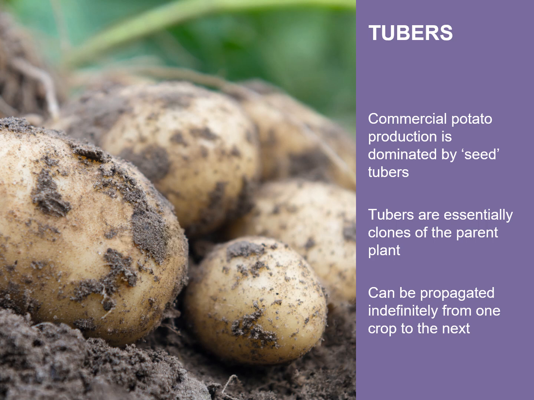So one of the best examples of vegetative propagation is the tuber. So commercial potato production is dominated by production from what's termed seed tubers. So these aren't actually seeds. These are the actual potatoes themselves, which are used as a means of propagating the next crop and the next generation of plants. And they're essentially clones of the original parent plant and the original parent variety. And so they can be propagated in this way almost indefinitely from one crop to the next.